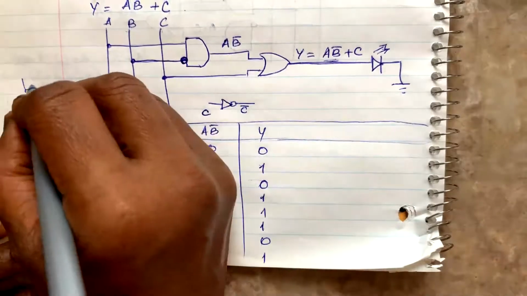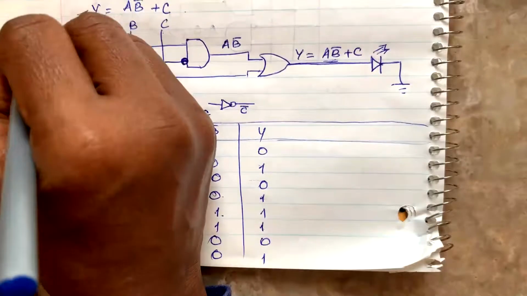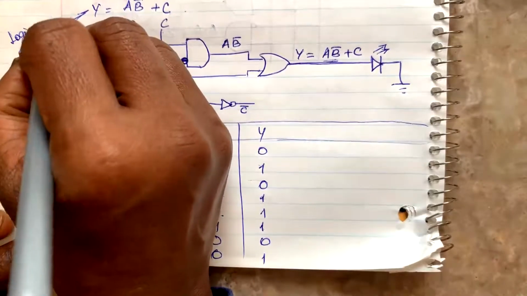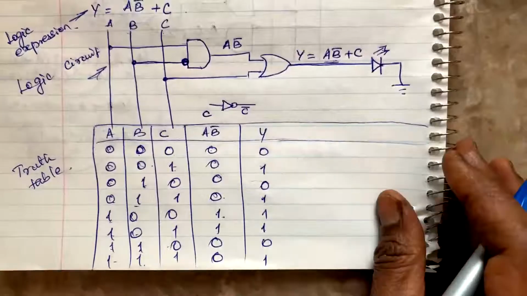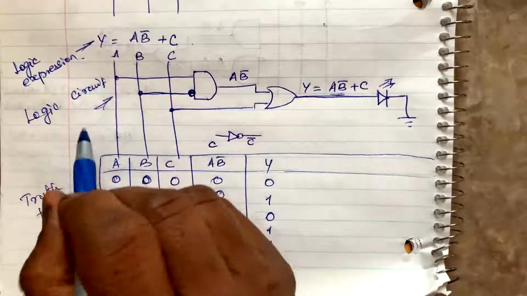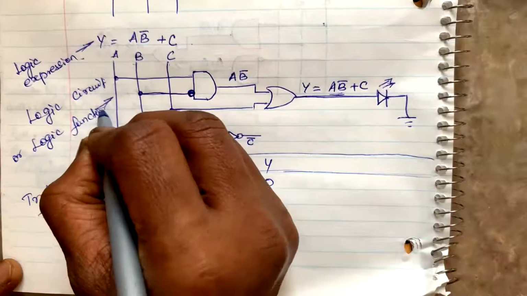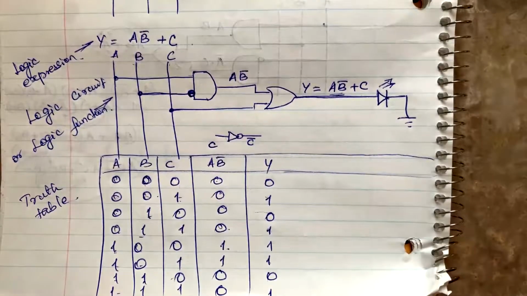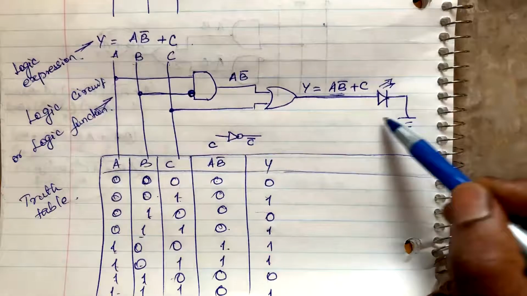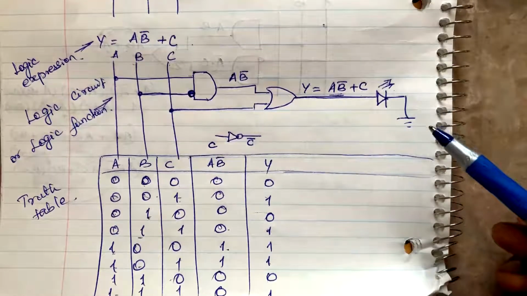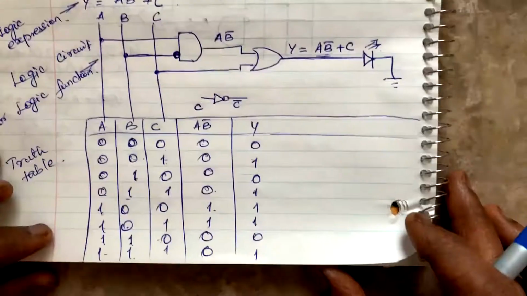Now this is logic circuit. What is this? Logic expression. This is logic circuit. Implementing the logic function, this is also called a logic circuit or logic function. We are implementing the logic expression. We are getting the truth table results. And by doing the connection of an LED, you will be able to see the glow of the LED for 1 outputs. Any questions?